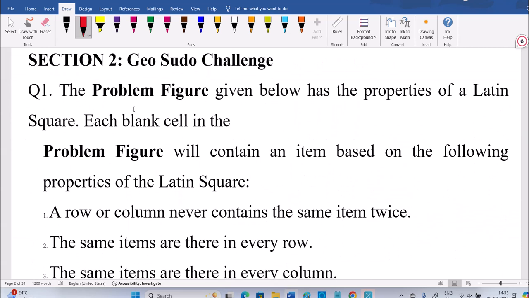Now, the Geo Sudoku challenge. It's like the Sudoku game that people play in the daily newspaper. If it is 4 rows and 4 columns, then in every row, 1, 2, 3, 4 is required without repetition. Every column also needs 1, 2, 3, 4 without repetition. You recall that Sudoku game? 9 by 9 is also there, 4 by 4, 3 by 3.